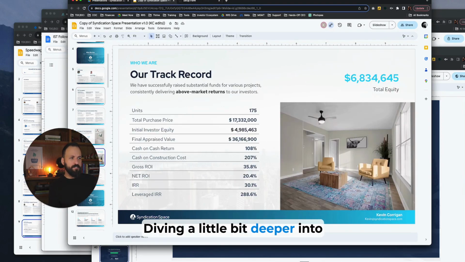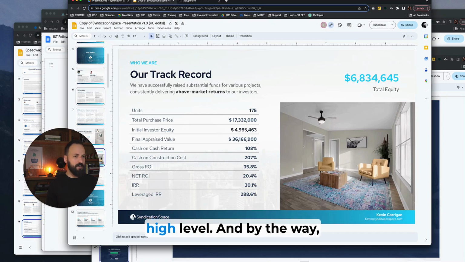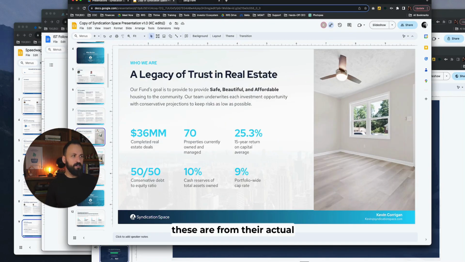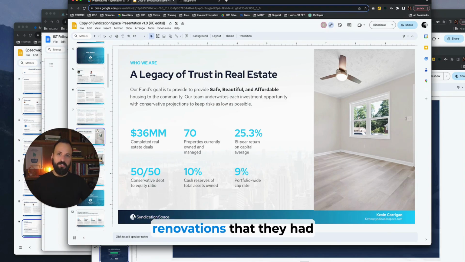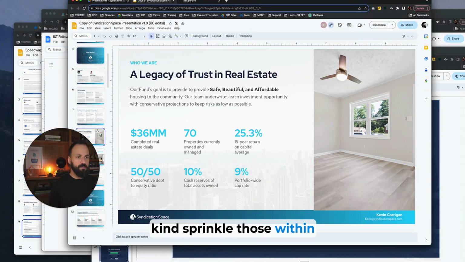Diving a little bit deeper into it, it says how many units, how much equity they've raised, gross ROI, net ROI, IRR, and all that good stuff at a high level. And by the way, these images that are used here and here, these are from their actual renovations that they had done in the past. This is always a good idea to sprinkle those within your slides.